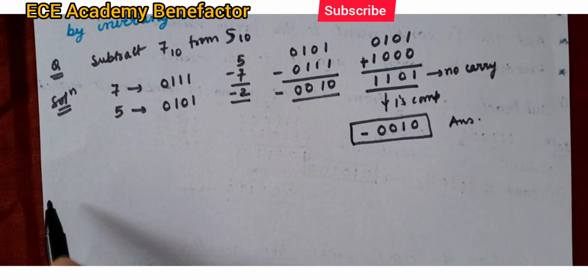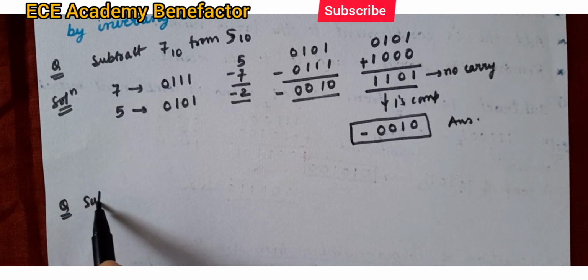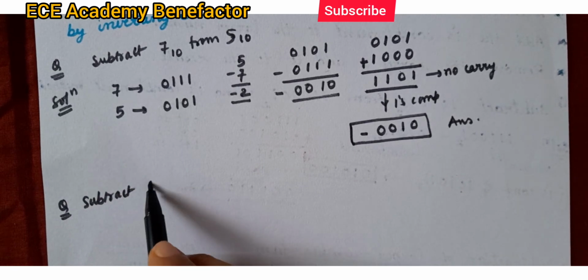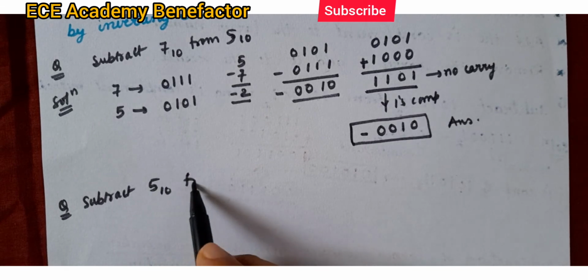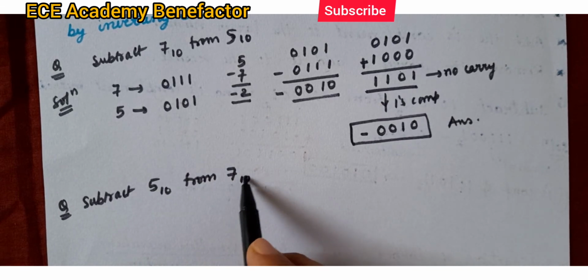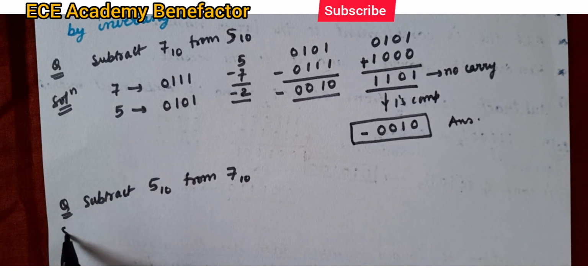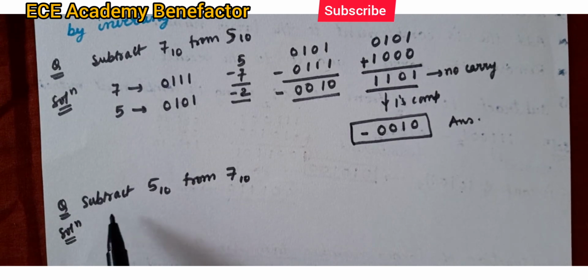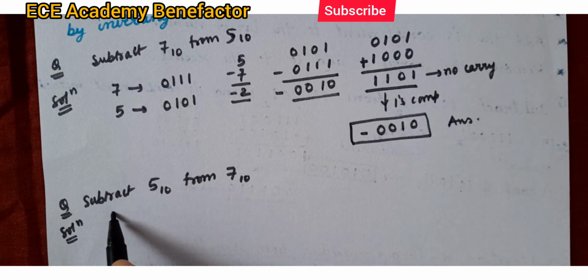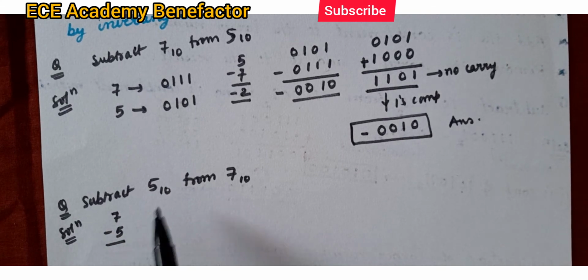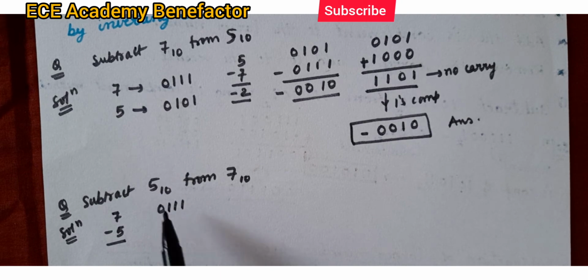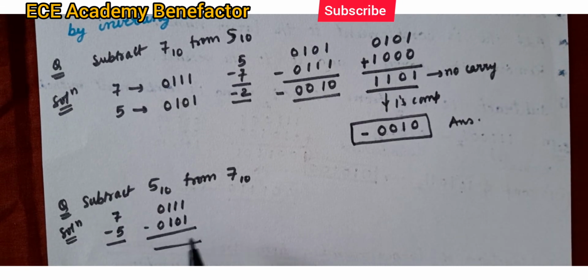Now, the next question is: subtract 5 decimal from 7. First let us write their binary numbers. What is the given question? Subtract 5 from 7, that is 7 minus 5 we have to do. What is 7? 111. We have to write in a group of 4 bits, so I added 0. 5 is 101, with 0 added to it. We have to do this subtraction. 7 minus 5 in decimal is 2. So, we have to get the answer as 2.